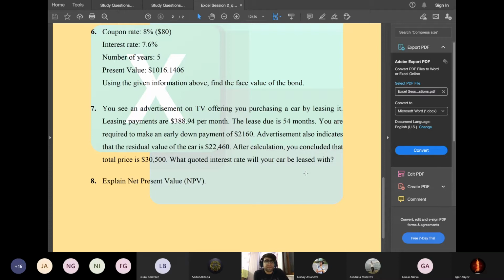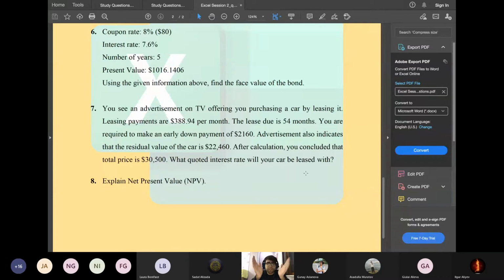Leasing payments are $388.94 per month. The lease term is 54 months. You are required to make an early down payment of $2,160. The advertisement also indicates that the residual value of the car is $22,460. After calculation, you concluded that the total price is $30,500. What quoted interest rate will your car be leased with?